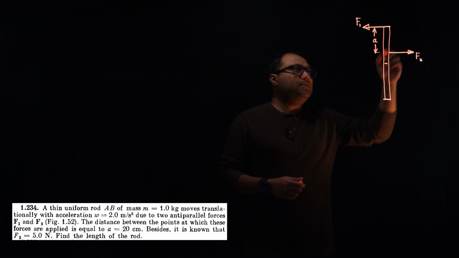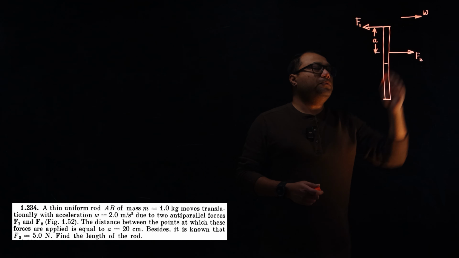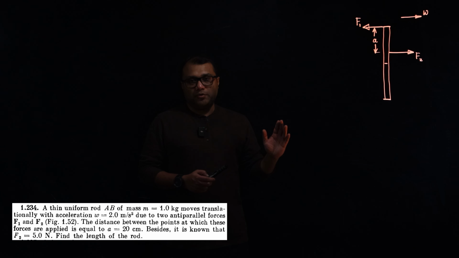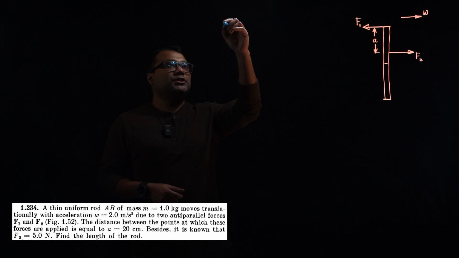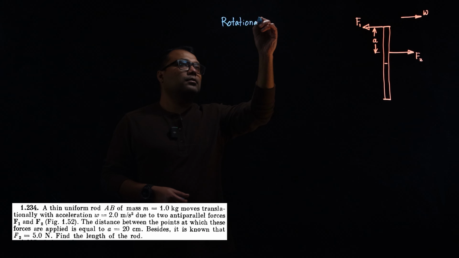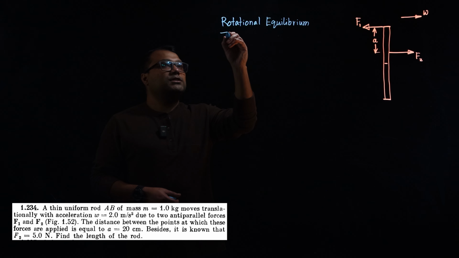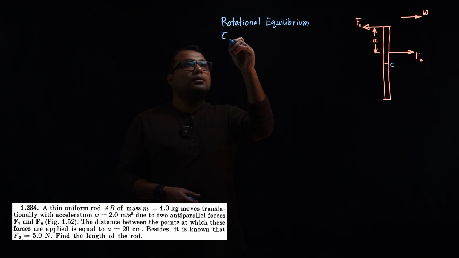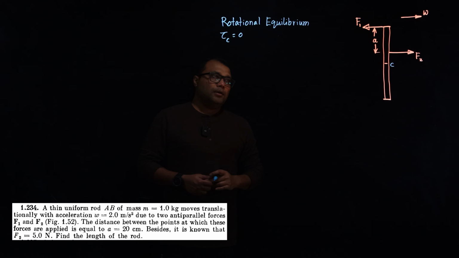It mentions that this rod moves translationally with an acceleration w. So, first of all, when the problem says that the object is moving translationally only, it means there is no rotation. So, it has rotational equilibrium. And what does rotational equilibrium mean? It means tau, let's say about the center of mass, is 0.